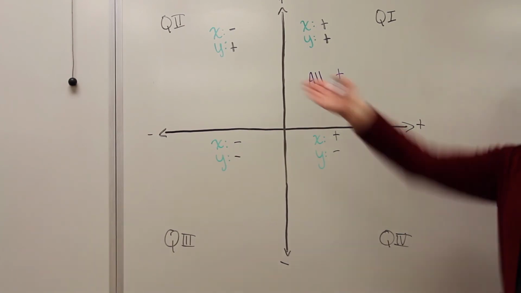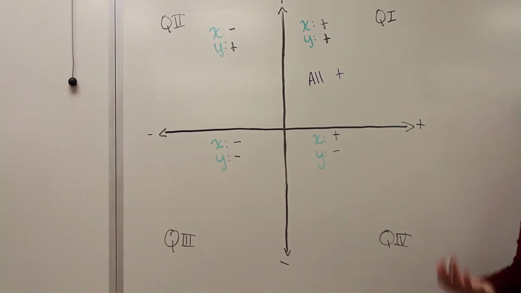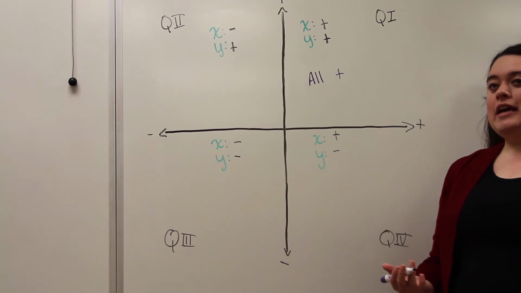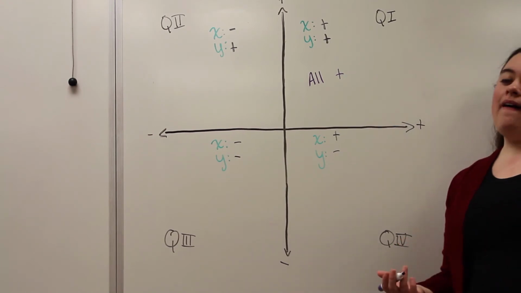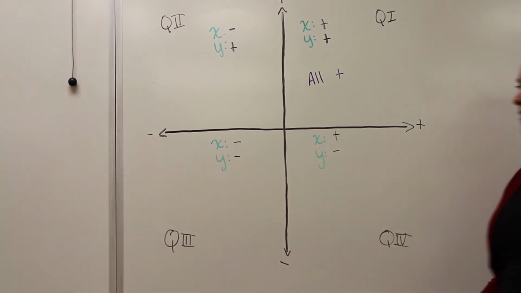In quadrant 2, anything that has x is going to be negative. Anything that has y is going to be positive. Since our sine function is the y value, that means sine is going to be positive.